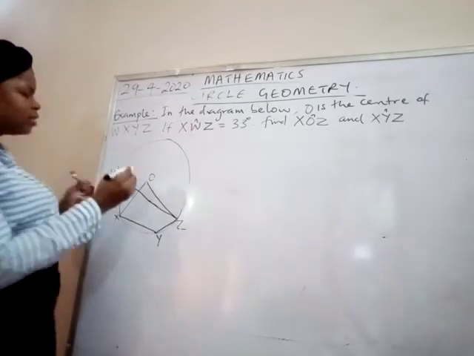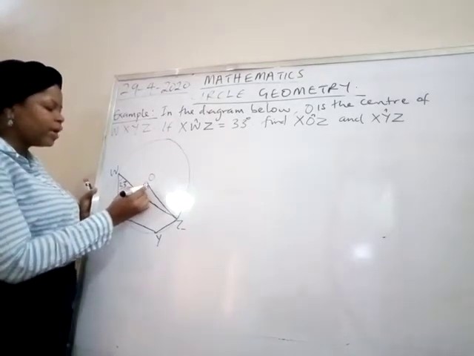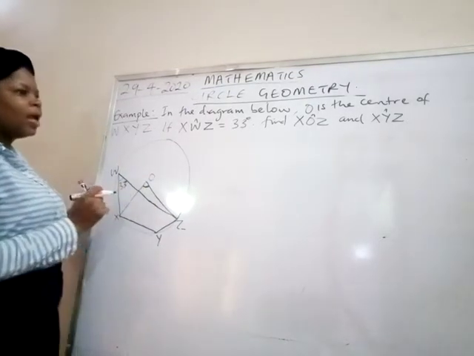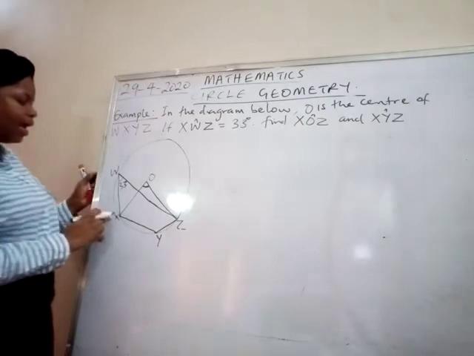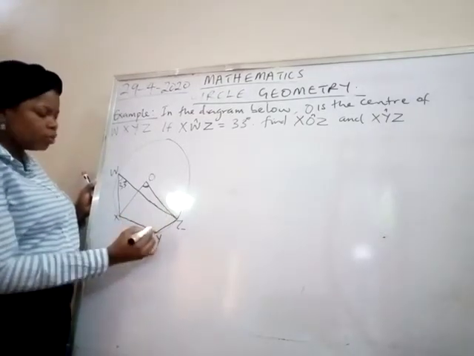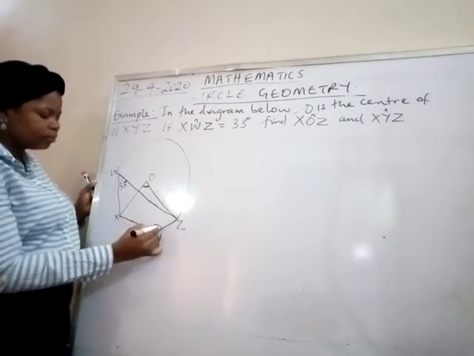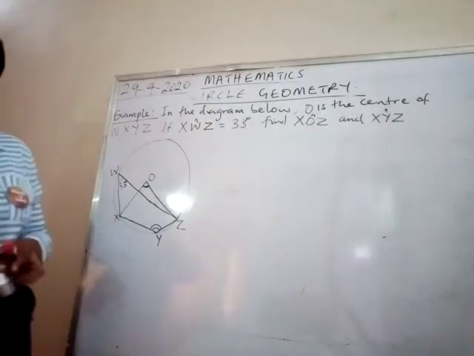That is, XOZ is the angle here. So we want to find the angle at the center for this. And we should find XYZ. We want to find this angle here. So those are the two things we are looking for.